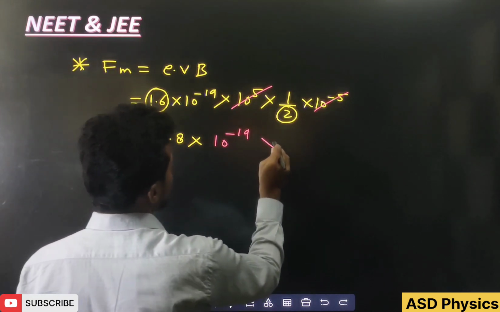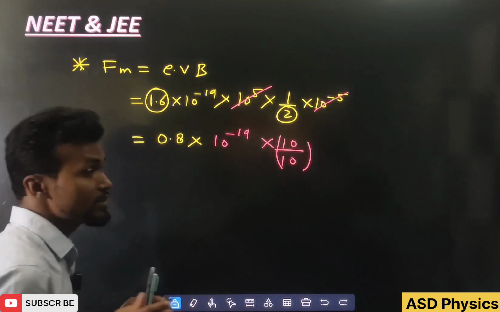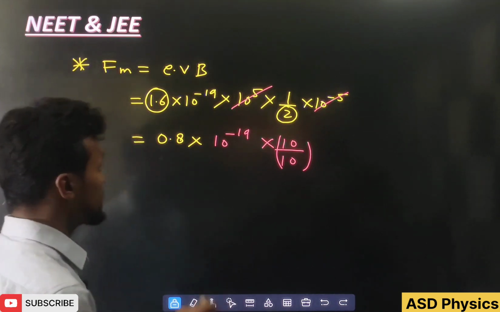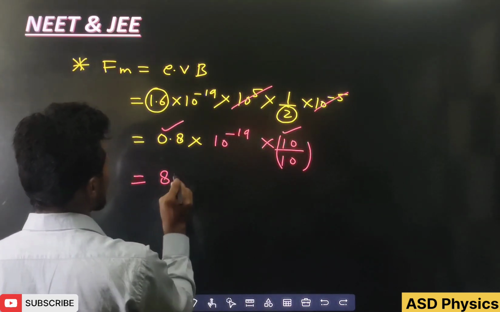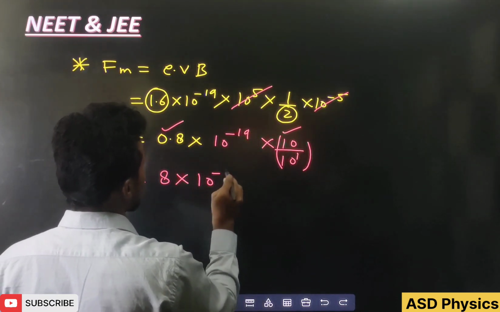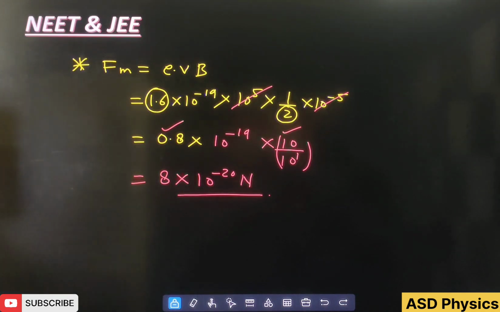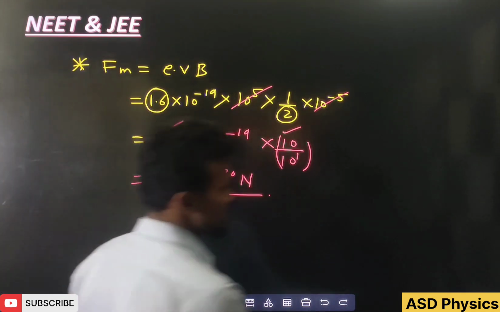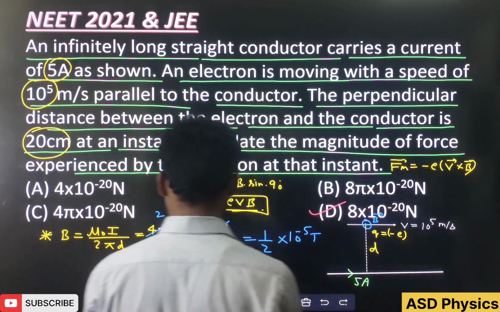To get the answer in the required form, you can multiply and divide by 10, because when we are dealing with powers of 10, we have to be very, very careful. So 0.8 into 10 will become 8, and this 10 power 1 will go up from 10 power minus 19. So 8 into 10 to the power minus 20. Can you see here? So what is the answer here, students? 8 into 10 power minus 20 Newton. Option D is the answer.